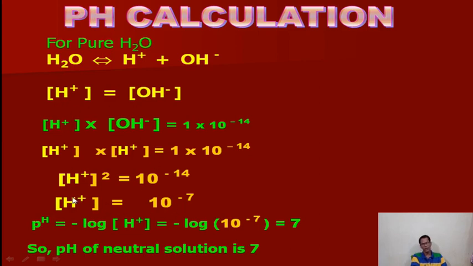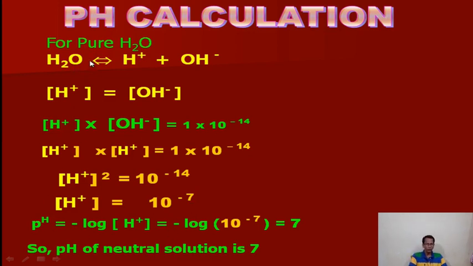This is a calculation. If you calculate, the H plus value is equal to 10 to the power minus 7 for water. For water, if anybody asks what is the concentration of H plus ion, your answer will be 10 to the power minus 7. What is the concentration of OH minus ion? That will also be 10 to the power minus 7. So both will be 10 to the power minus 7.